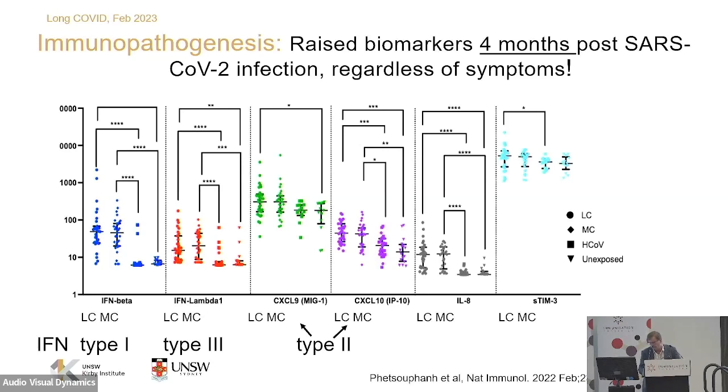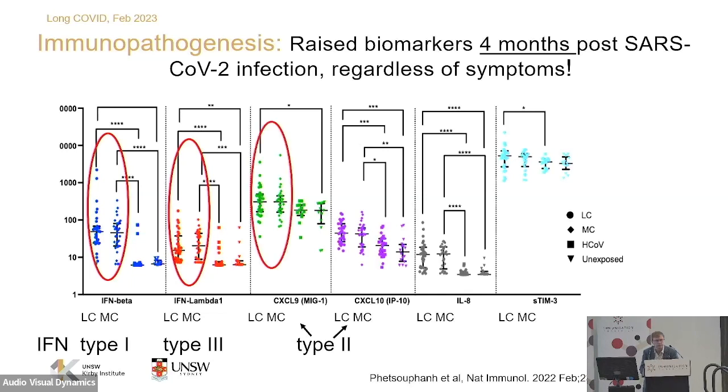And what we found was that there was an increase of 6 cytokines: interferon beta, interferon lambda, CXCL9 or MIG, CXCL10 or IP10, IL-8 and soluble TIM3. And these were raised equally at 4 months in both the long COVIDs and matched controls. So a primary infection with this virus in an unvaccinated population causes prolonged immune dysregulation.